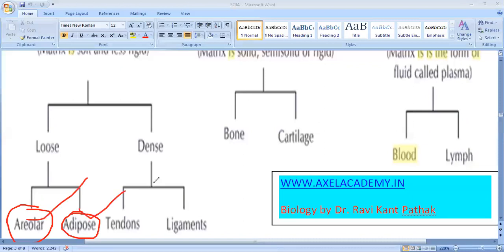And adipose tissue is made up of fat cells, adipose cells, adipocytes. This fat cell is involved in the storage of fat.